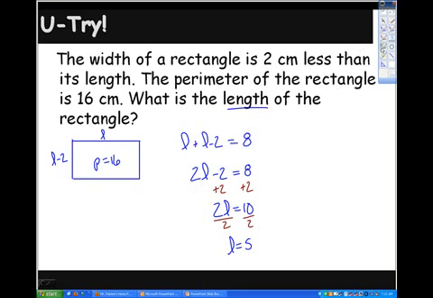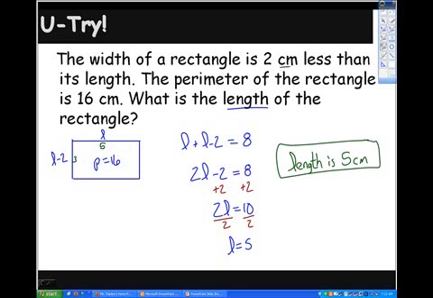Let's plug it in and see if it makes sense. The length would be 5. The width then would be 5 minus 2, or 3. 5 and 5 is 10. 3 and 3 is 6. That adds up to 16. We're good to go. So the length is 5 centimeters. Again, if they give units in the problem, use units in your answer. Moving on.